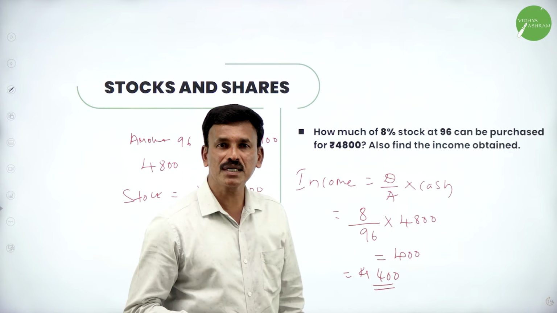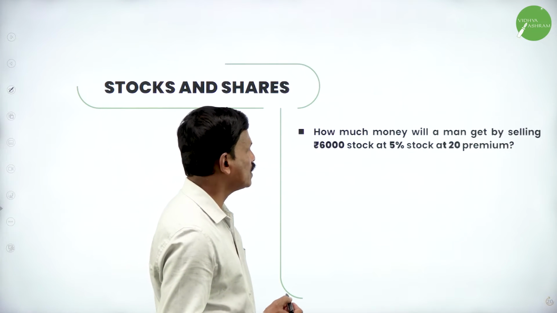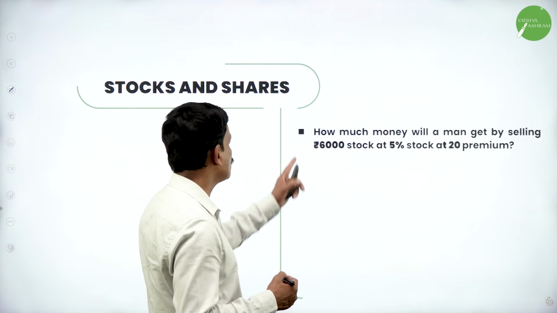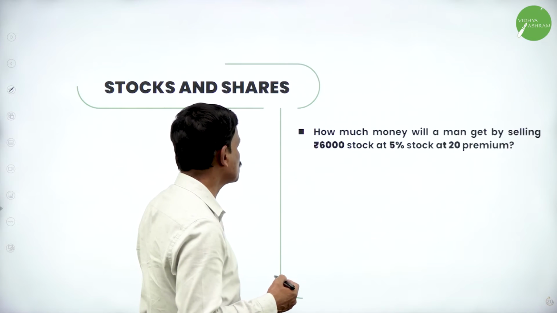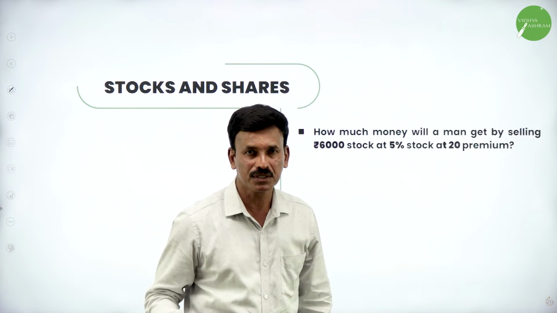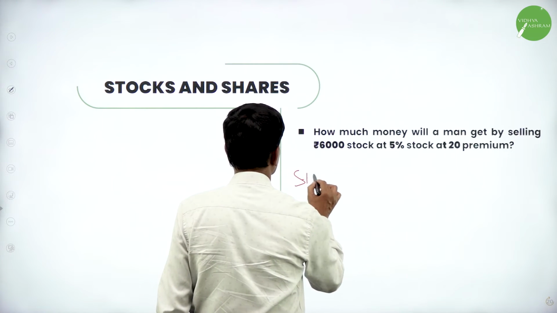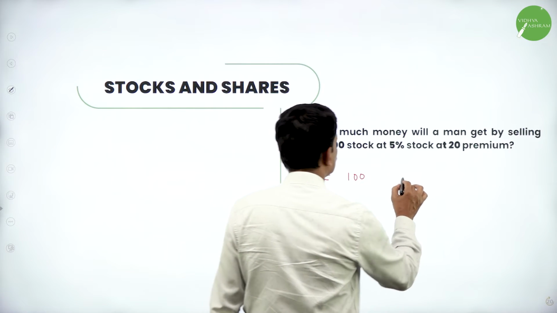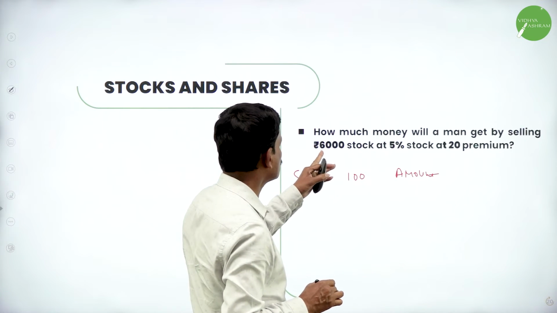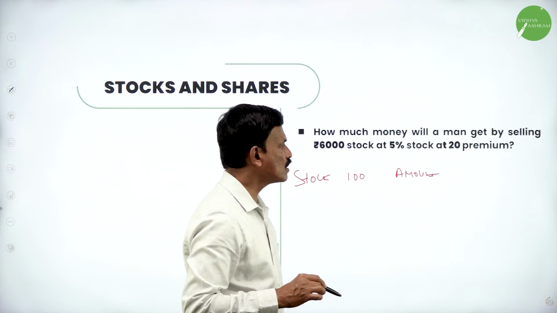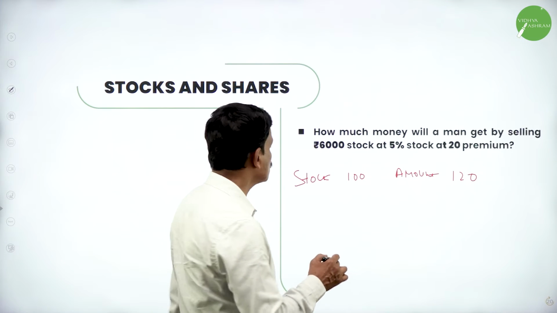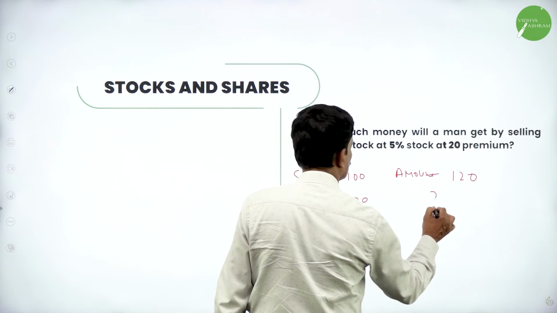Okay. Now move on to the next problem. How much money will a man get by selling 6,000 stock at 5% stock at 20 premium? Now here what is the stock? Stock is 100 and the amount, with premium 20, is equal to 120. So stock is 6,000 and the amount is question mark.